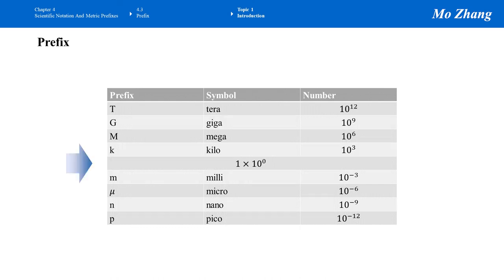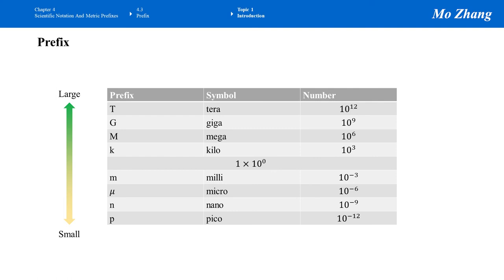The row in the center is 1 times 10 to the power 0. This is our starting point. It is the horizon of this table, the reference point. So begin with the center row, 1 times 10 to the power 0. If we move upward, the prefix increases. From the same reference point going down, it decreases.